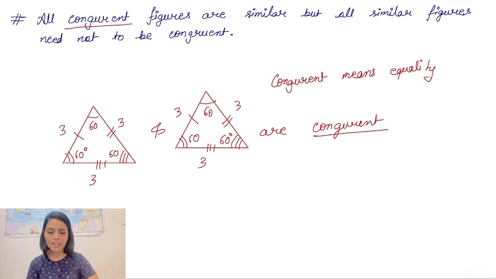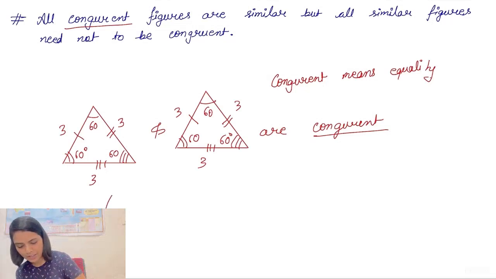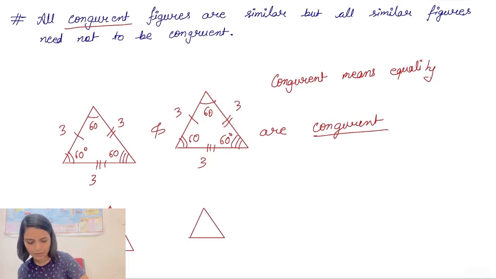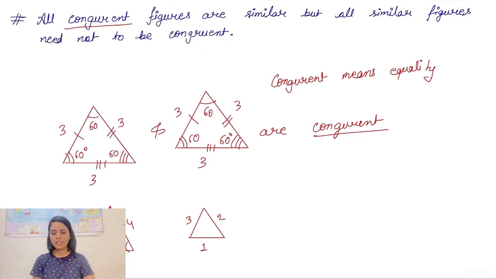Okay, if we take two triangles, let us suppose this is our triangle. Now this is our another triangle. Let us say it is 6, 4, 2, and this is 3, 2, 1. Now tell me, are the angles equal? Okay, angles are equal. That is, this angle is equal to this angle, this angle is equal to this angle.